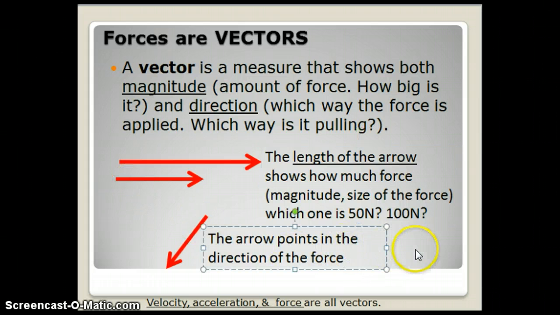Now, how do we represent the direction? Well, that's the easy part, because it's just the direction that the arrow is pointing. So this force is going down to the bottom left, between the left and right side of the screen. That's the direction where the arrowhead is pointing. Now you need to remember also that velocity, acceleration, and force are all vectors, and they all can be represented with these arrows, which are called vectors, drawn in different ways.